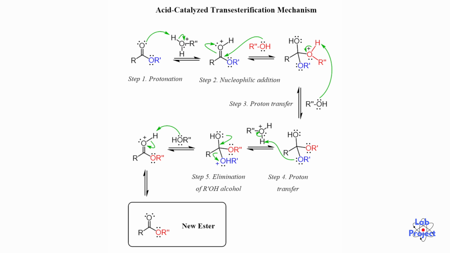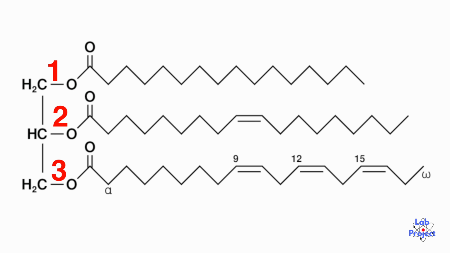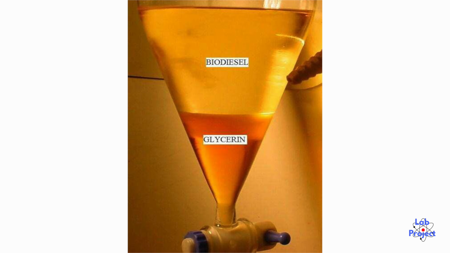The methoxide ion attacks the carbonyl carbon of the ester group present in the triglycerides. This attack breaks the bond between the fatty acid and glycerol and leads to the formation of a new ester in which the fatty acid is bound to methanol. This process happens 3 times, once for each fatty acid linked to glycerol. At the end of the reaction, from one triglyceride molecule, you obtain 3 molecules of fatty acid methyl esters, which make up biodiesel, and 1 molecule of glycerol as a byproduct.